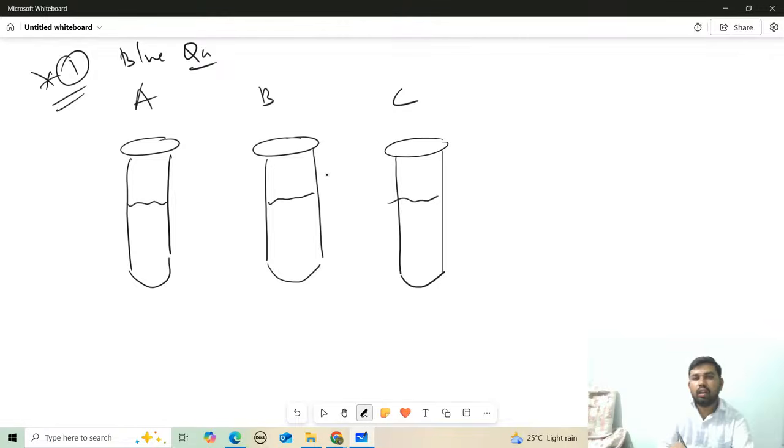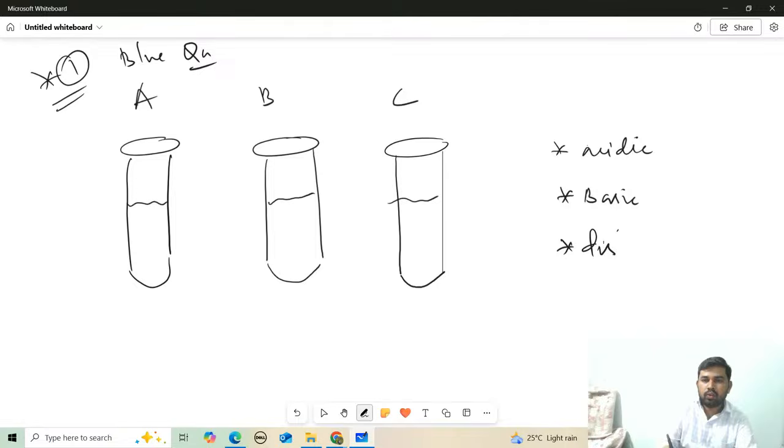Now see, three solutions are there: A, B, and C. One will be an acidic solution, one may be a basic solution, and one will be distilled water. Remember, distilled water is nothing but neutral.